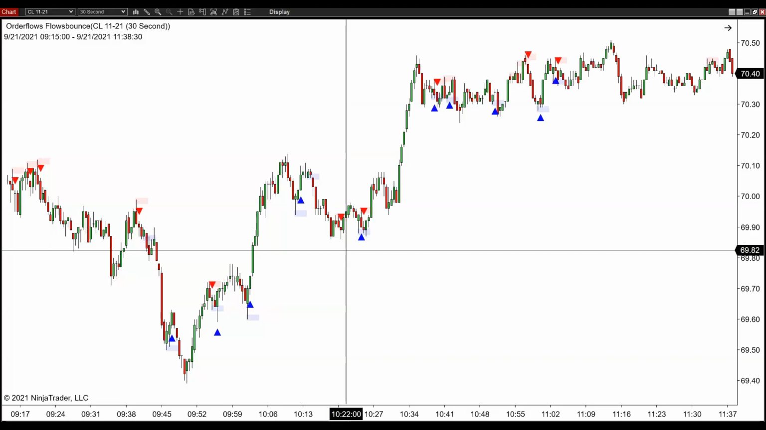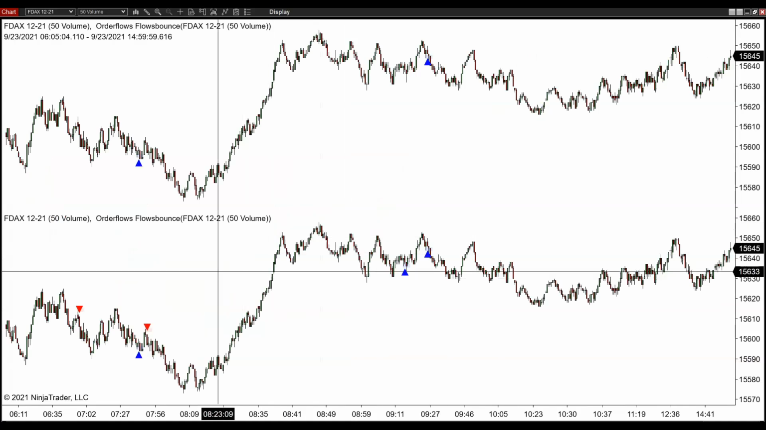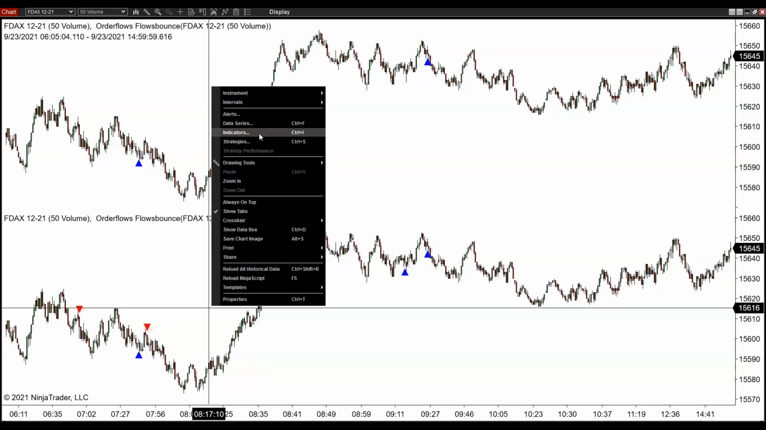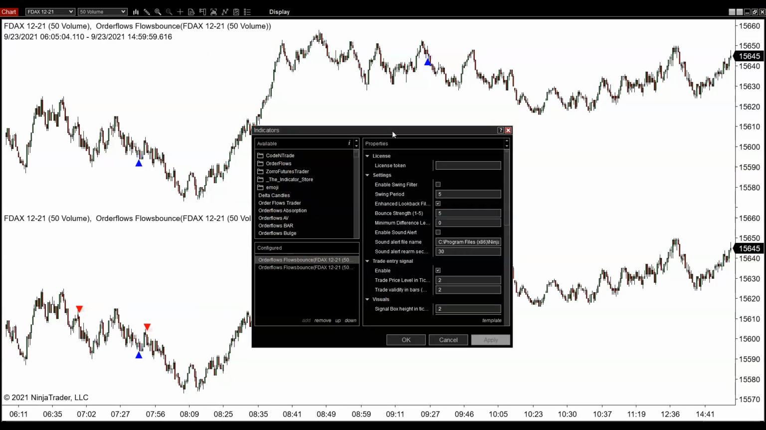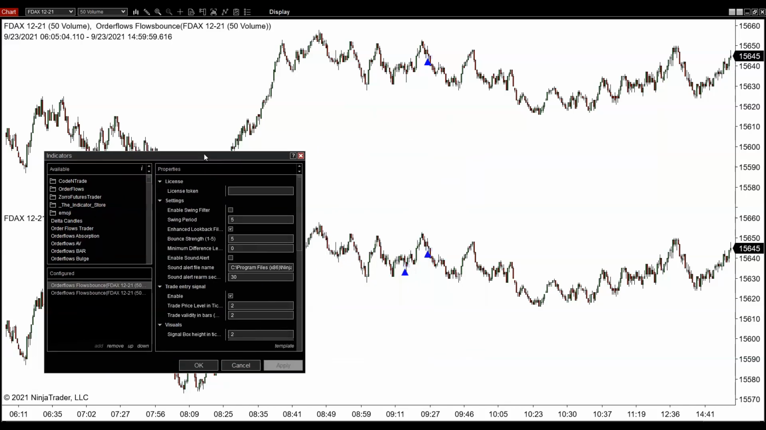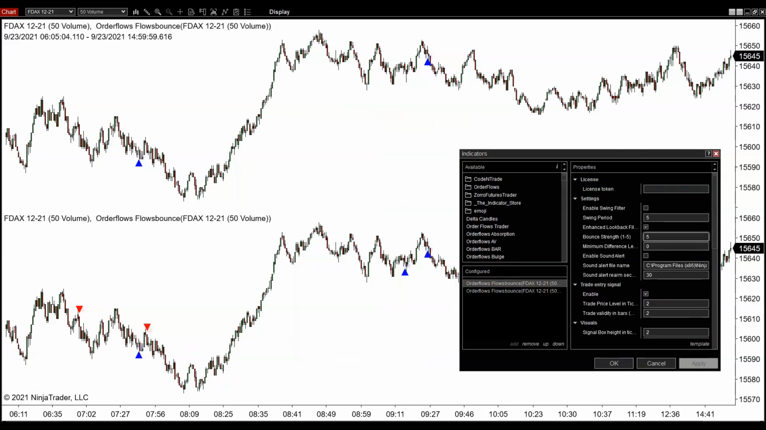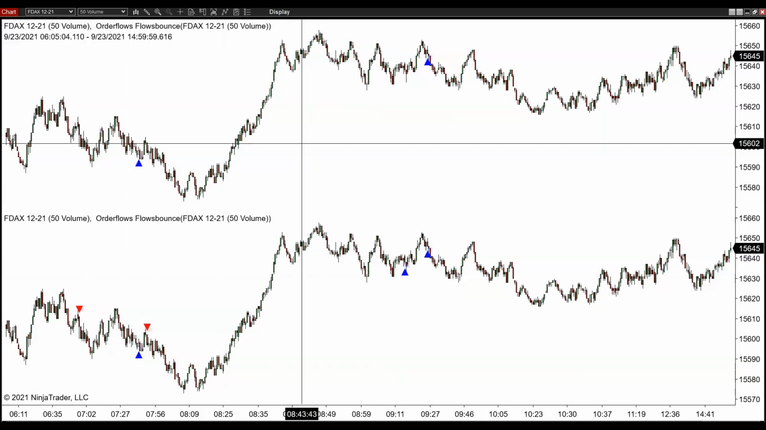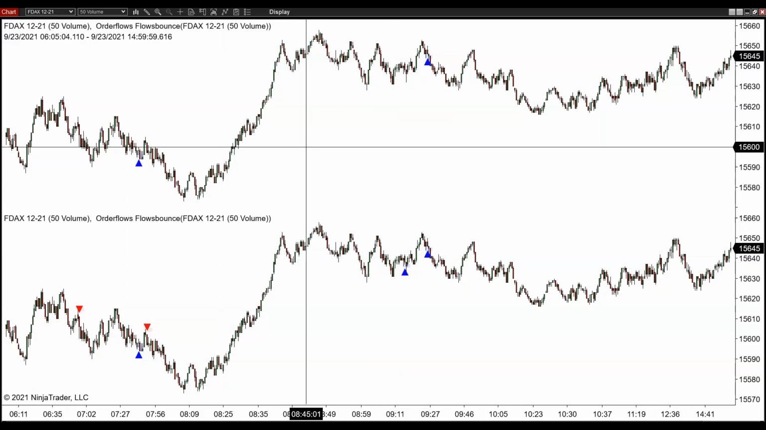I've got DAX here, okay? So this is a 50 volume chart, and DAX at 50 volume moves pretty decently. So you can see there's two charts, a chart on the top and a chart underneath it, okay? Now they both have the enhanced swing filter on. This one is set to a strength of 5. The lower one is set to a strength of 1, okay? So you can see at a strength of 1, there's a few more signals than when it's set to a strength of 5, right?